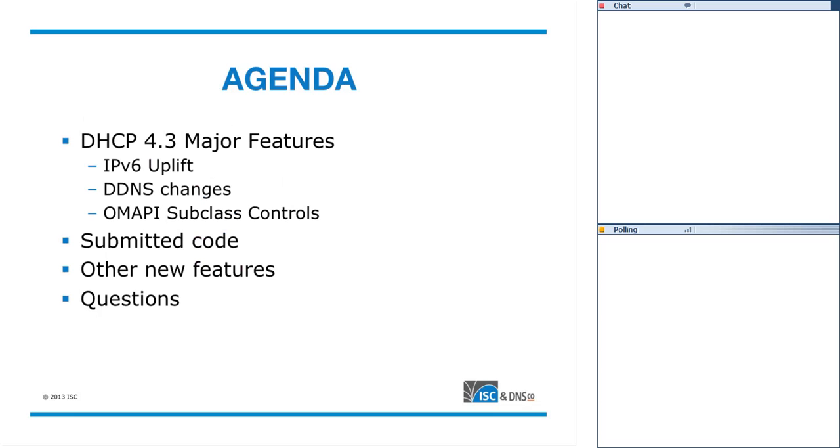So our agenda is very simply, we're going to talk about what's going into ISC DHCP 4.3. We'll talk about the major features and ones that we think are going to benefit you the most. We'll talk about some submitted code. We'll have a little bit of time, maybe some discussion on other new features, and then we'll take your questions, as I mentioned earlier.